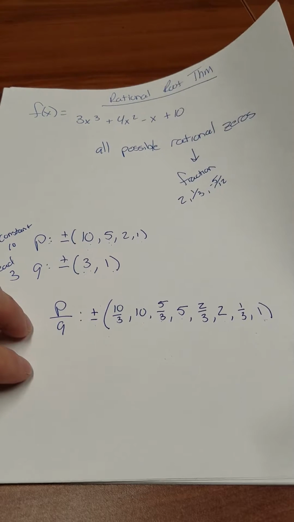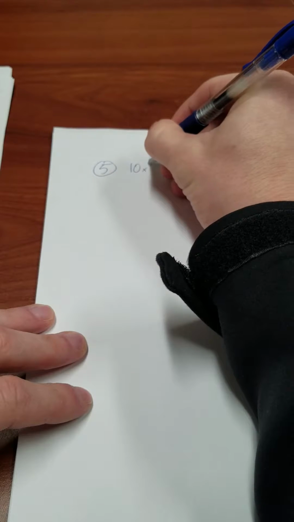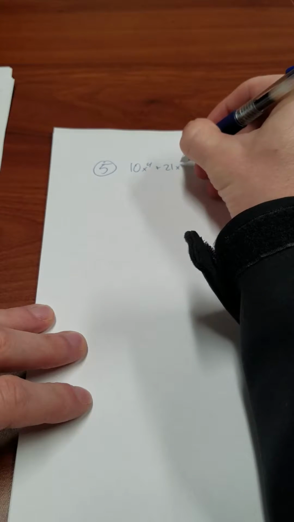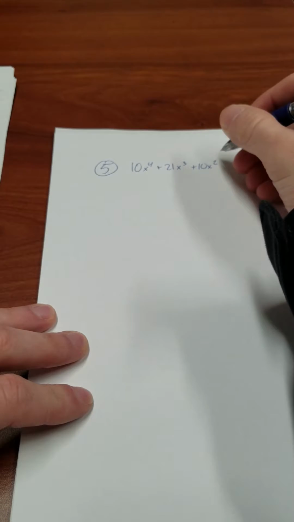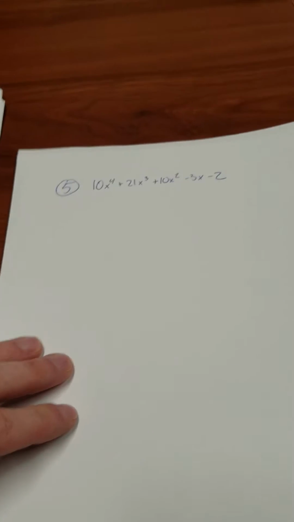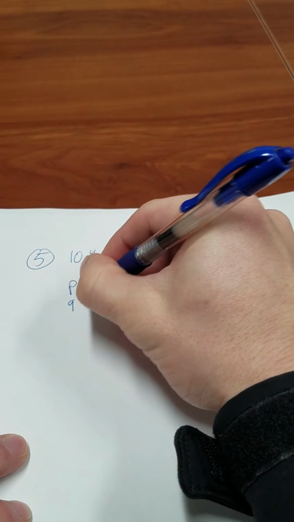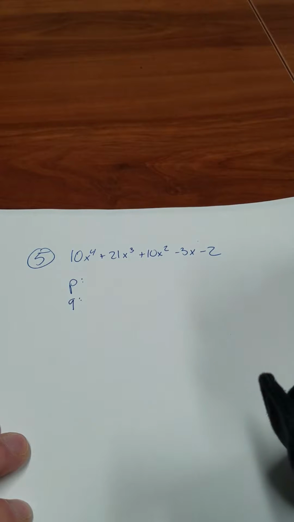Now, let's say they ask you to solve it. Find all rational zeros and solve it. So the problem we're actually going to work on is number 5 in your packet. 10x to the 4th plus 21x cubed, 10x squared, negative 3x, negative 2. Again, P over Q. P, all factors of the constant term. I want you to go ahead and do P over Q on your own. So pause the video, do P over Q.